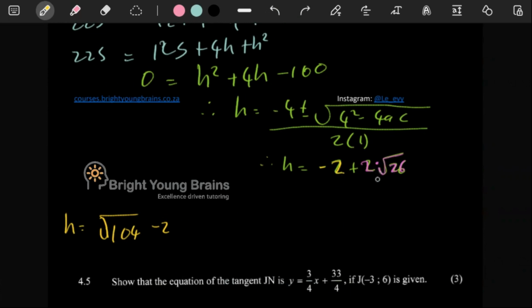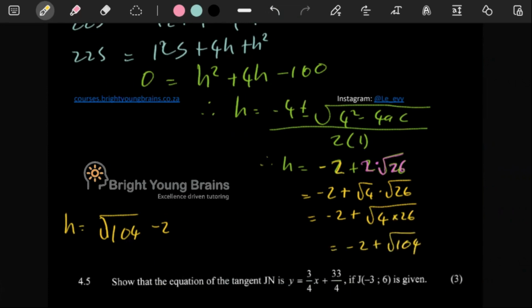So if you're going to put both of these under a square root, you would need to write 2 as something under a square root, of which 2 is just square root of 4, right? So you can put there square root of 4 and then 2 into 6 there. They are both under a square root now, so you can just say 1 big square root of 4 times 26, and then negative 2 there plus square root of 104. There you go.